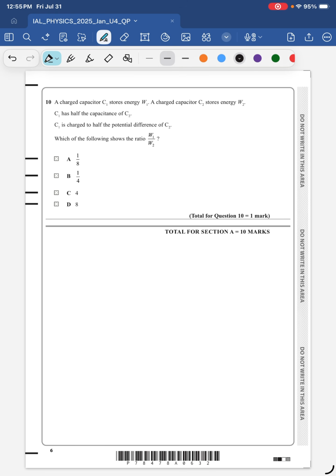Okay, question 10. A charged capacitor C1 stores energy W1. A charged capacitor C2 stores energy W2. C1 has half the capacitance of C2, and C1 is charged to half the potential difference of C2. Which of the following shows the ratio W1 over W2? So let's start with W1, which is 1/2 C1 V1 squared, right? And they tell us that C1 is half the capacitance of C2, and C1 is charged to half the potential difference of V2. So let's plug that in.